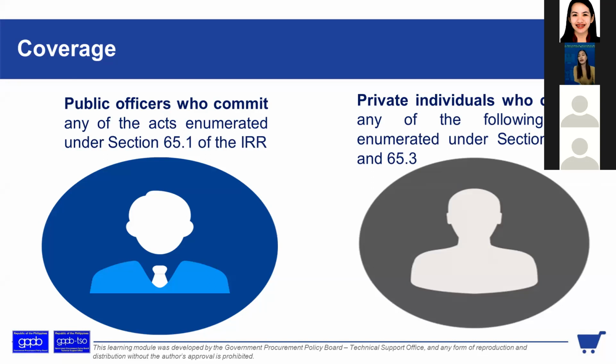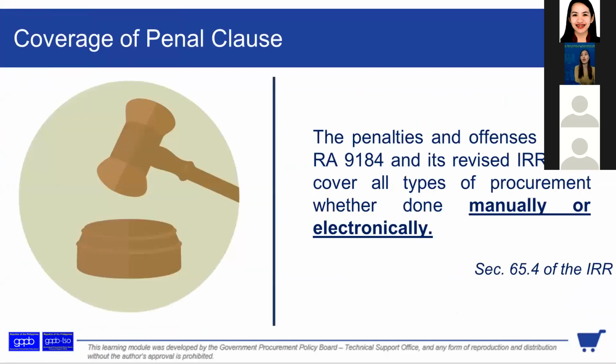It also covers all types of procurement, whether done manually or electronically. So most sa atin talaga manual pa lang yung procurement natin. So some of the offenses that will be enumerated in the law refer to manual procurement, so makita mo anong bawal sa manual procurement. But there are also prohibited acts under electronic. So kahit electronic na yung procurement niya, covered pa rin siya sa penal clause dito pagpasok siya sa RA 9184.